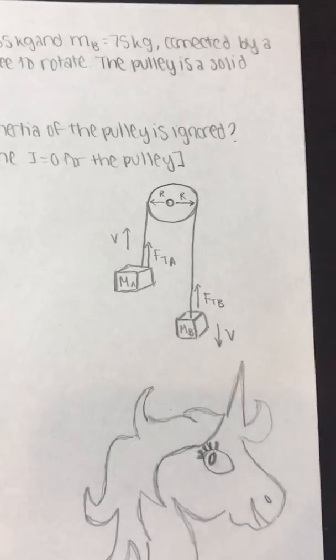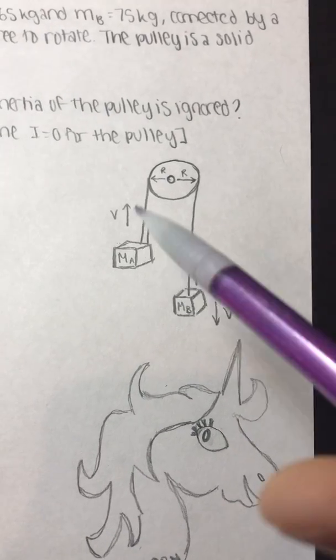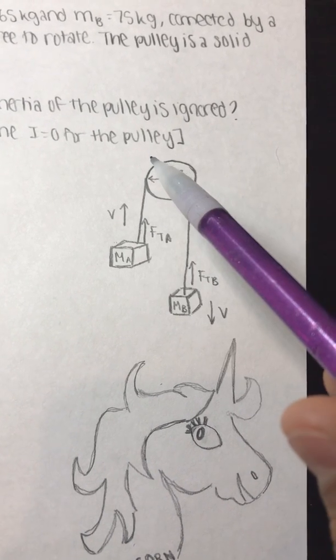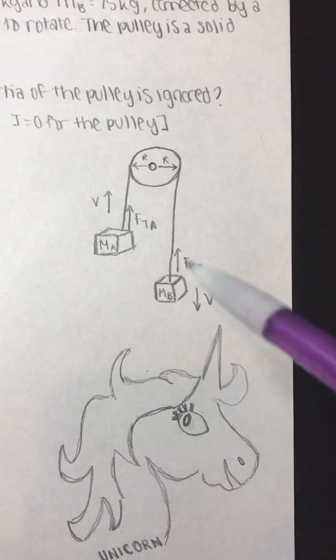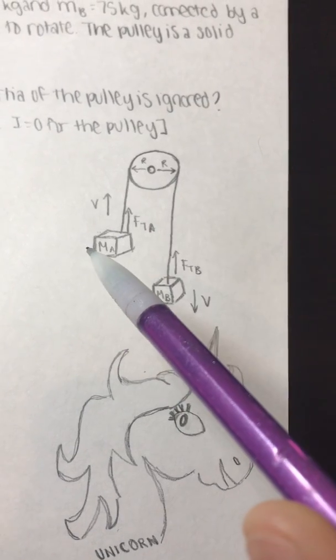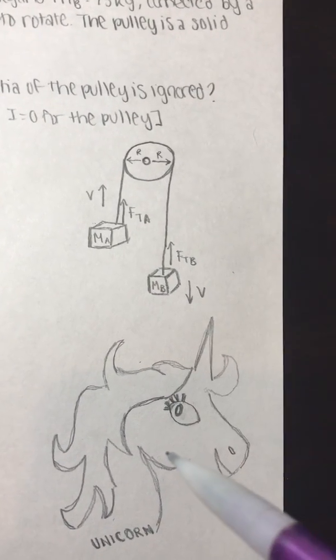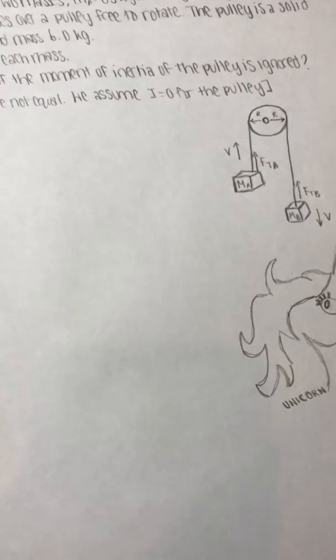So this is our pulley, and this is showing how the force of tension is going up for this mass and the force of tension is going up for this one, but the velocity is going up for this and the velocity is going down here. So how I would start this problem was I would make a force diagram.